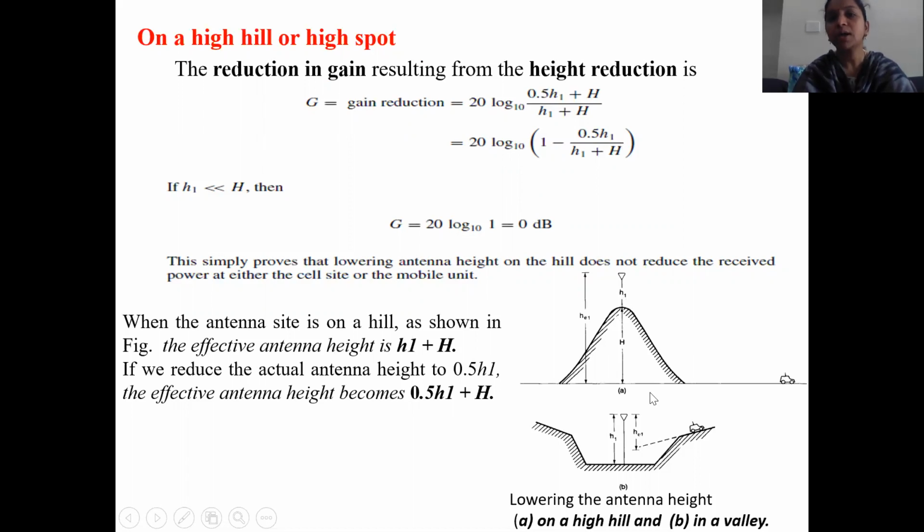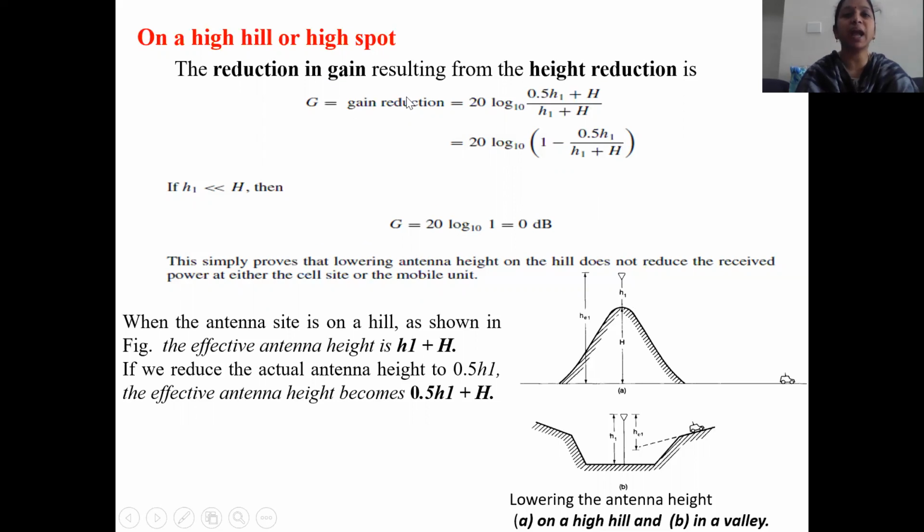Once again, I am repeating: effective antenna height is the height of the place where the mobile is located, maybe a hill or valley, and we also take into consideration the height of the antenna. That is called the effective antenna height. In this figure, the effective antenna height is capital H plus small h1.